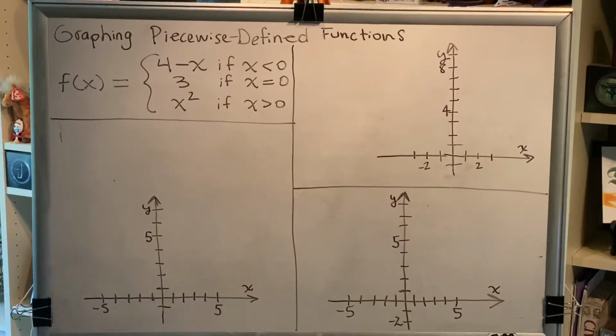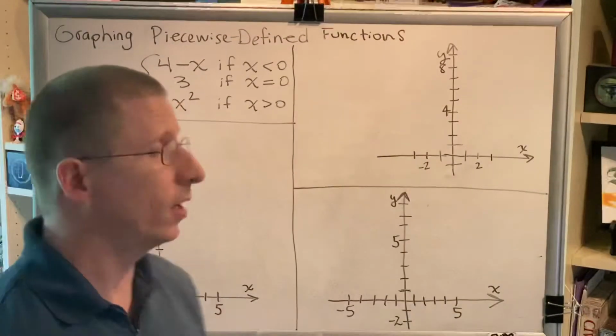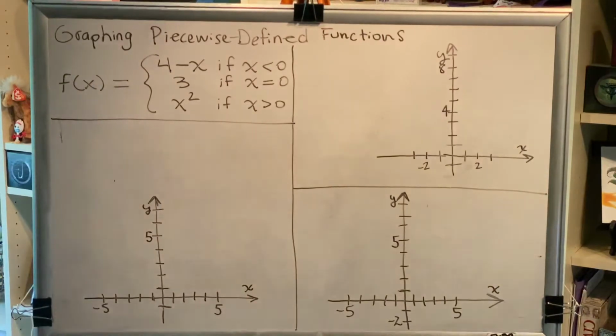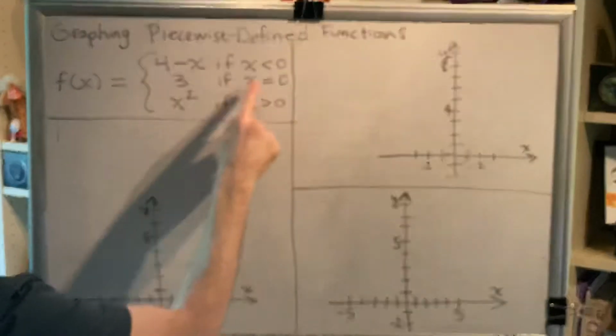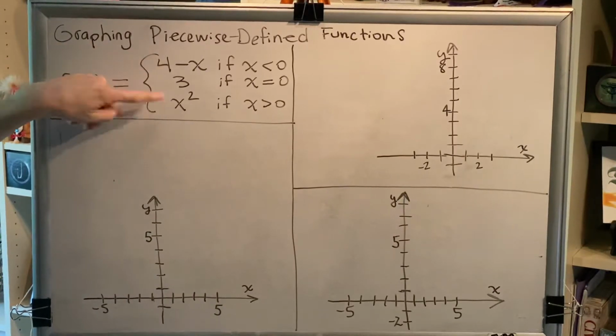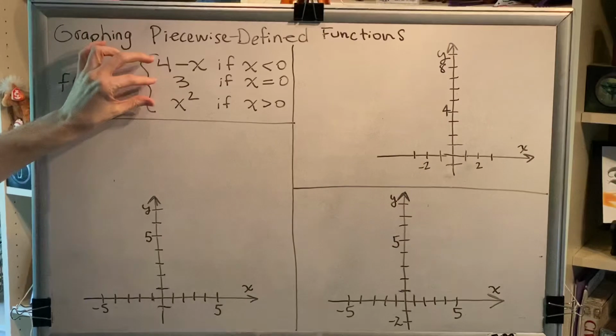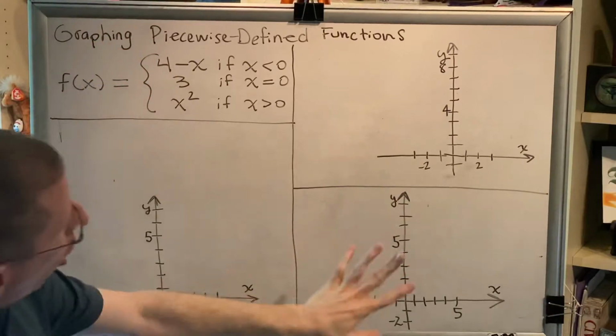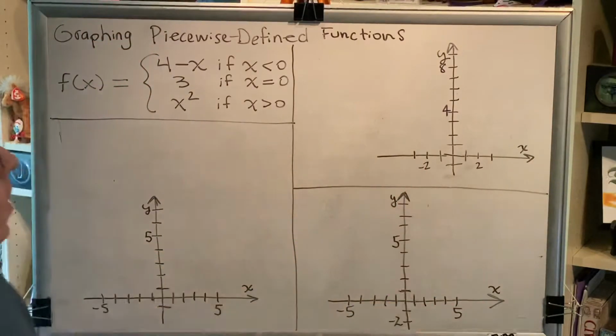Okay, so first let's discuss this problem holistically. This is a piecewise defined function consisting of 3 domain-restricted functions. So what we're going to do is take all 3 domain-restricted functions and put them all on the same graph grid. But we're going to do this one at a time.